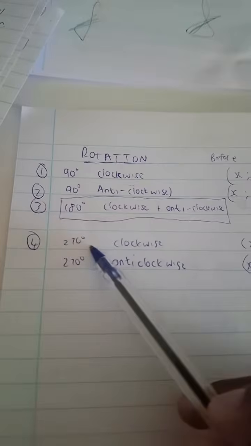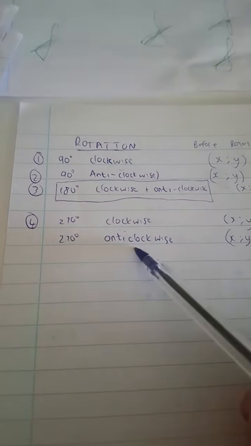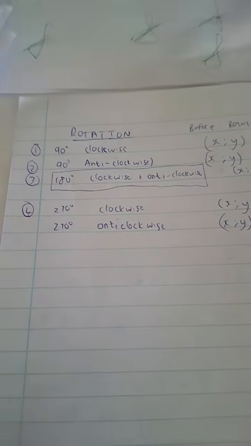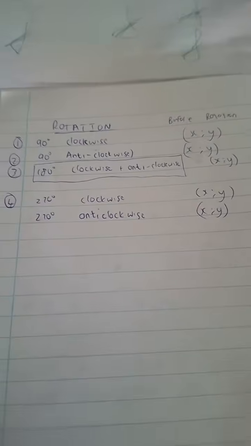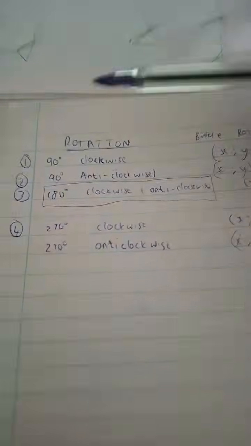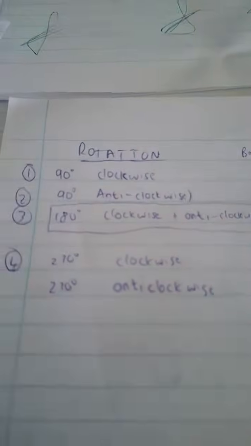Then there's 270 degrees clockwise. Okay, and then there's 270 degrees anti-clockwise. You see? So 90 degrees clockwise. What impact or what effect does 90 degrees clockwise have?